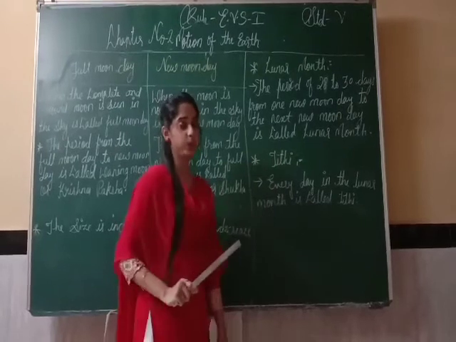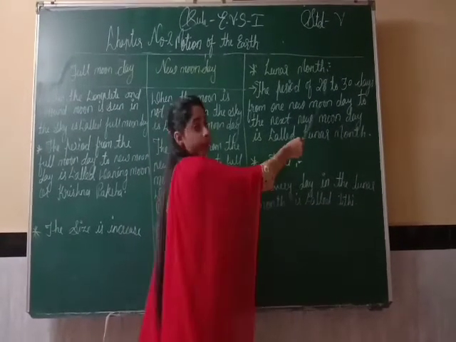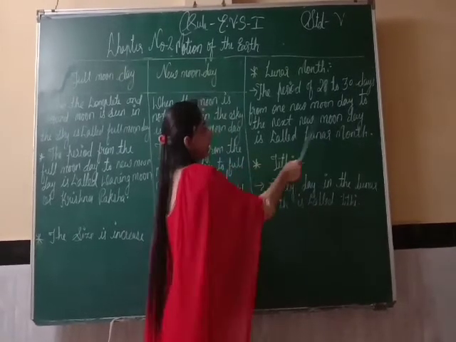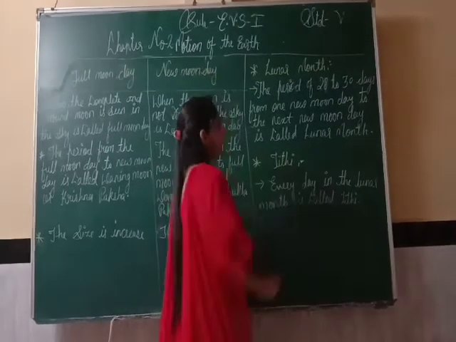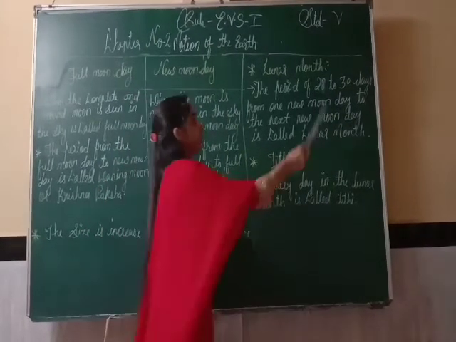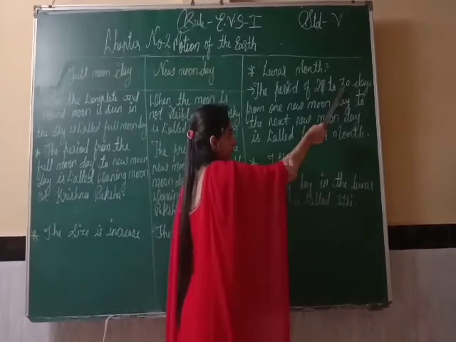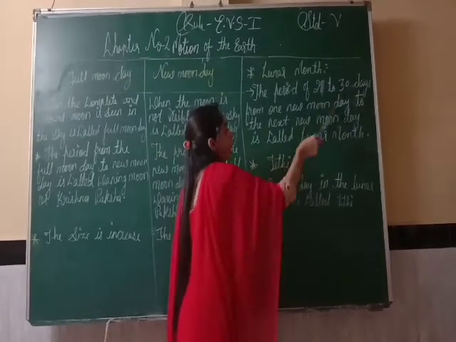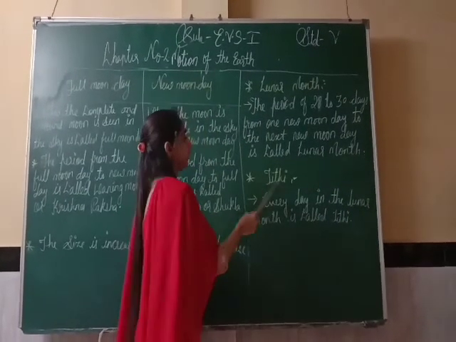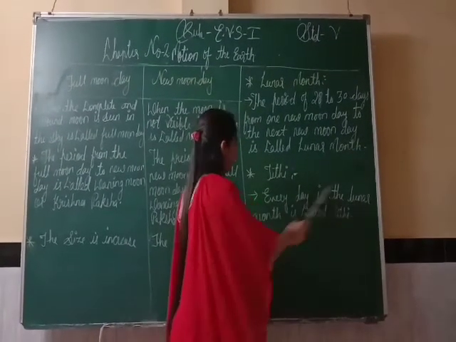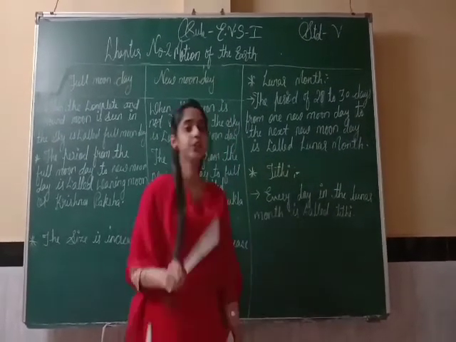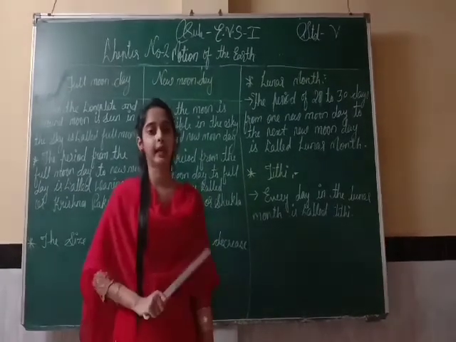Okay. Now next is lunar month. Now what is lunar month? The period of 28 to 30 days from one new moon day to the next new moon day is called lunar month. Lunar month is 1 month which has 28 to 30 days. This measure of time is known as lunar month. Next is Tithi. Every day in the lunar month is called Tithi. Means we have 28 to 30 days. Each day is known as a Tithi.